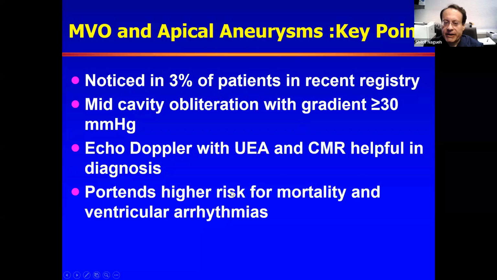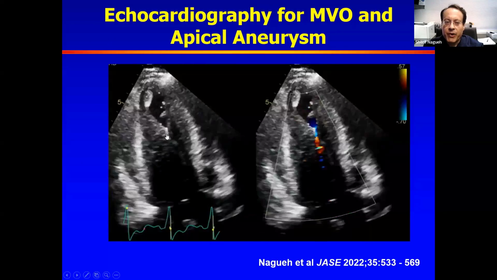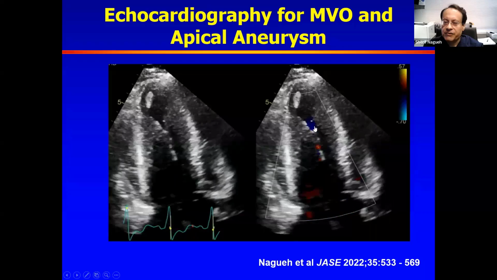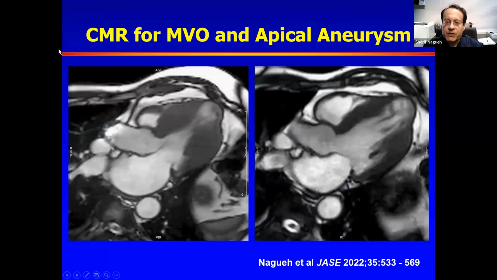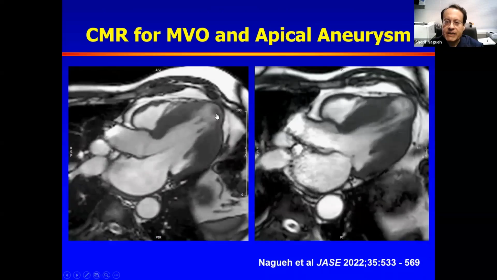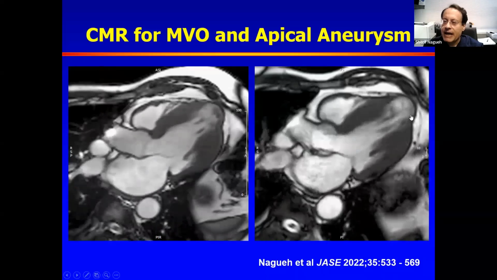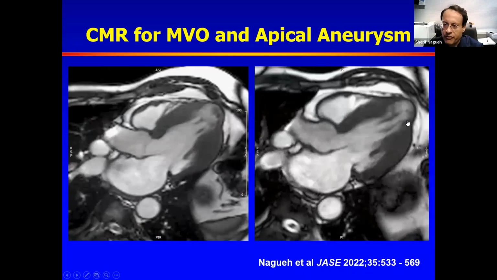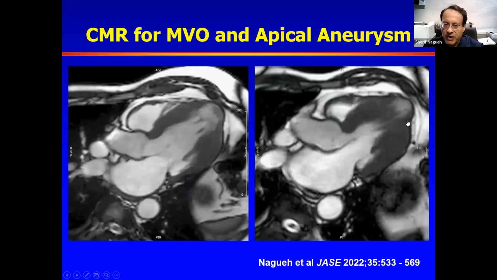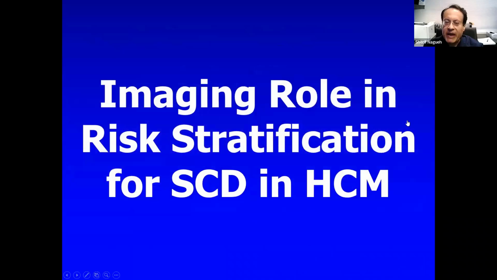The presence of apical aneurysms portends a higher risk for mortality and ventricular arrhythmia, and hence the importance of recognizing them. Here you see the presence of the obstruction, the acceleration of flow by color Doppler, and you see an apical clot. This is a CMR showing you the presence of an apical aneurysm with a clot. The patient was placed on anticoagulants and imaged years later showing the resolution of that clot, though of course you still appreciate the aneurysm and you can appreciate that the papillary muscles are coming with the walls.